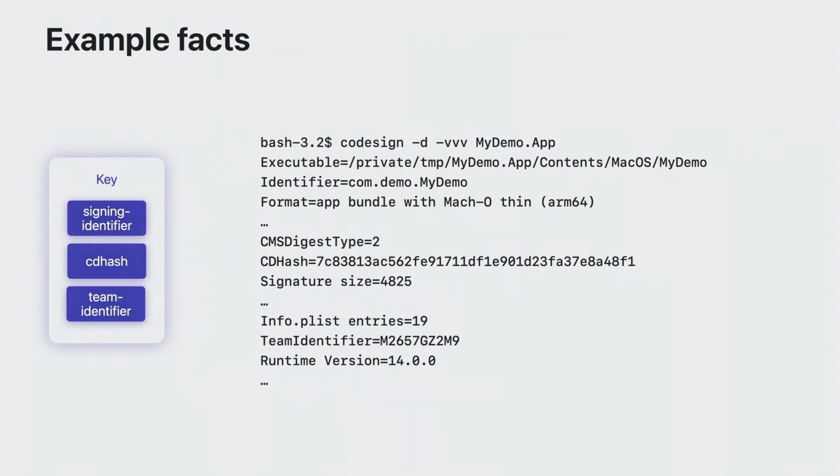Let's take a look at some facts you might want to use. On the left are the relevant environment constraint keys, and on the right is output from the codesign command. The signing identifier key allows you to specify a string that should be unique to a given piece of code, but which stays the same across versions of that code. The signing identifier key refers to the identifier field in codesign output. The CD hash key allows you to specify a unique hash for the code that should be allowed. And the team identifier key allows you to specify code signed by a specific development team.